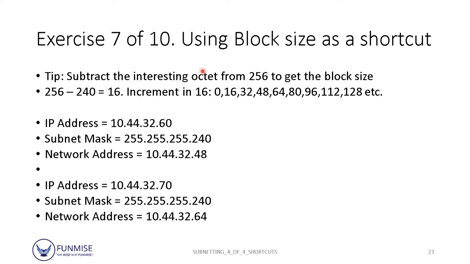So now, increments of 16: 0, 16, 32, 48. Okay, so 60 falls between 48 and 64, and 70 falls between 64 and 80. So 70 uses 64, and this one uses 48. And there we have the network addresses. And if you're not confident in this result, you can refer to the prior lessons and do these out manually by hand. Do the binary ANDing, and you should get the same result. On to the next one.